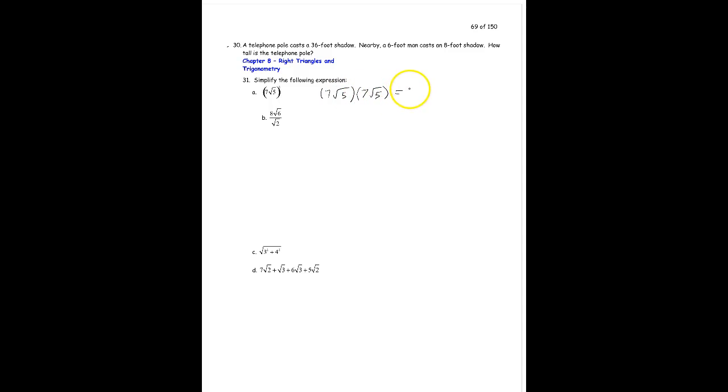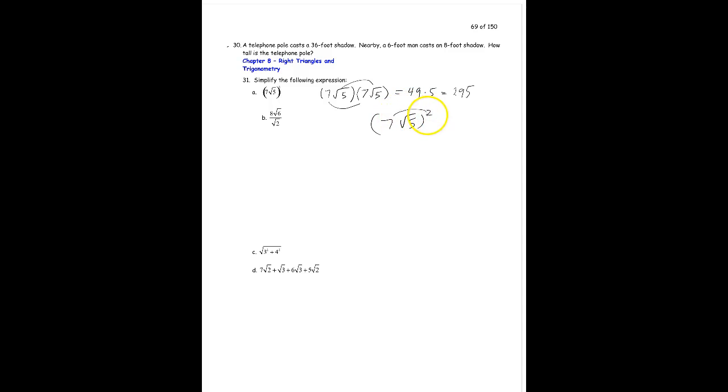So 7 times 7 will be 49. Square root of, that's these two. Square root of 5 times square root of 5 will be 5. And then 49 times 5 will get you 295. Some people also like to think of this kind of problem as the squared distributes to each one.